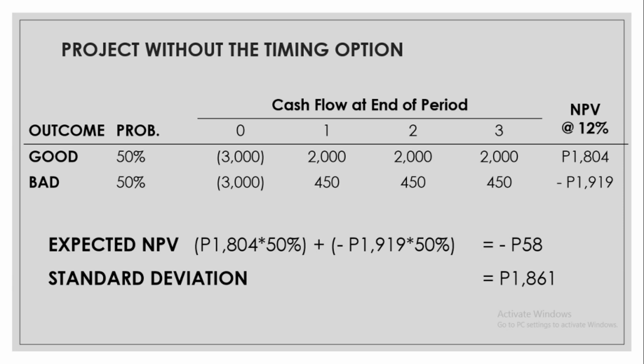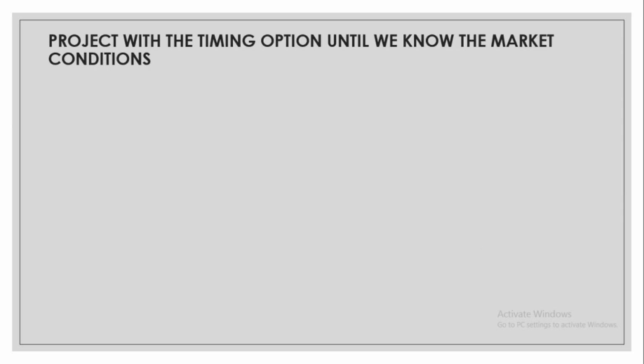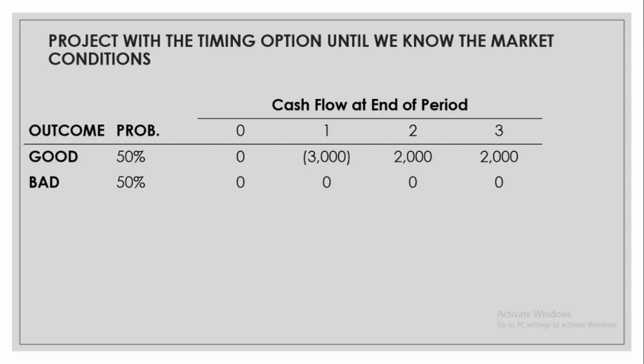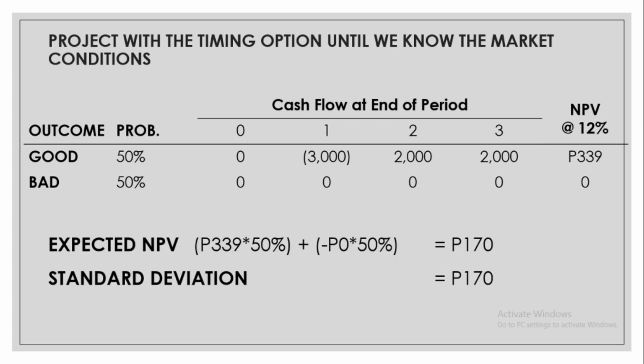For the project with a time option, until we know the market conditions, we have this one. On year 0, since we are not yet sure if the outcome is good or not, there is no investment happening. Now, on year 1, if you see that the market is good, you are now going to invest your money. But if you see that the market is bad, you're not going to invest any money, zero.